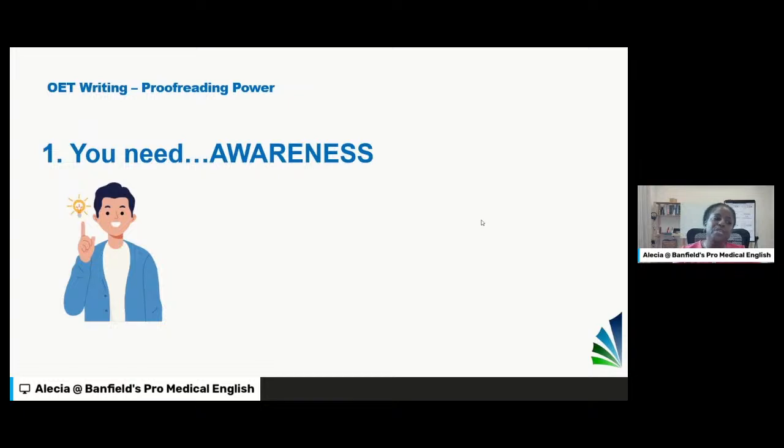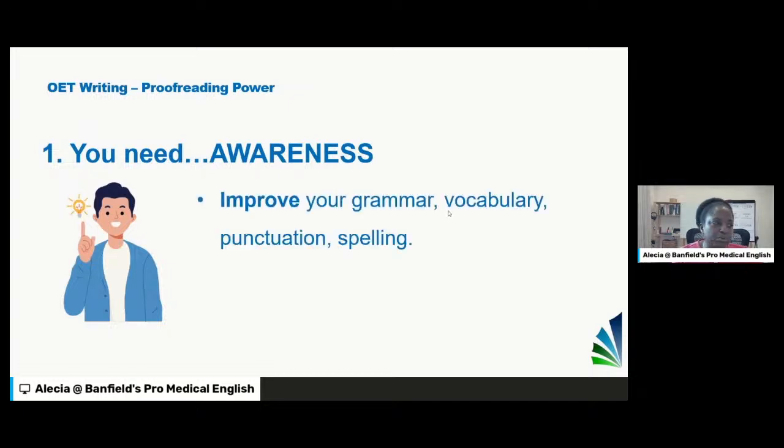So what do you need to be able to proofread? First of all, you need to be aware. What do I mean by be aware? You have got to improve your own grammar, vocabulary, punctuation, and spelling.